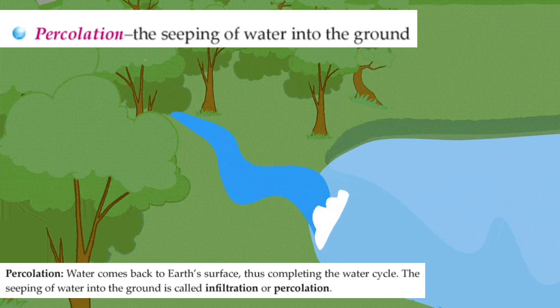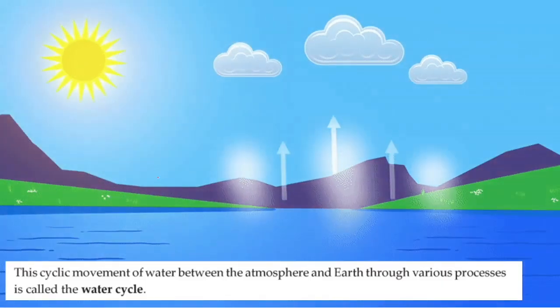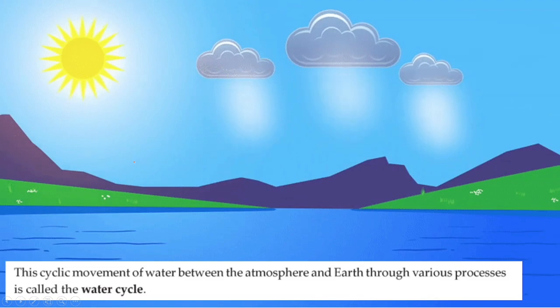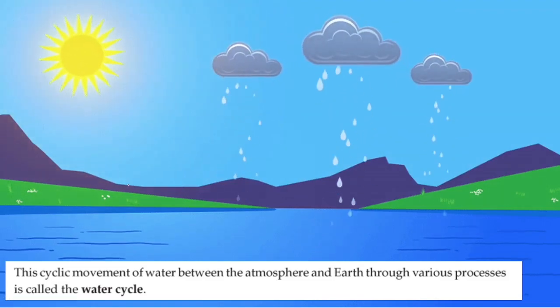Now, once the precipitation happens, the water seeps into the ground. What's the meaning of seep? Absorbed into the ground. And this process is called percolation. So what is percolation? Seeping of water into the ground, that is absorption of water by the soil, is termed percolation. And that's how the water reaches back onto the earth's surface. So the movement of water in this way is termed the water cycle.